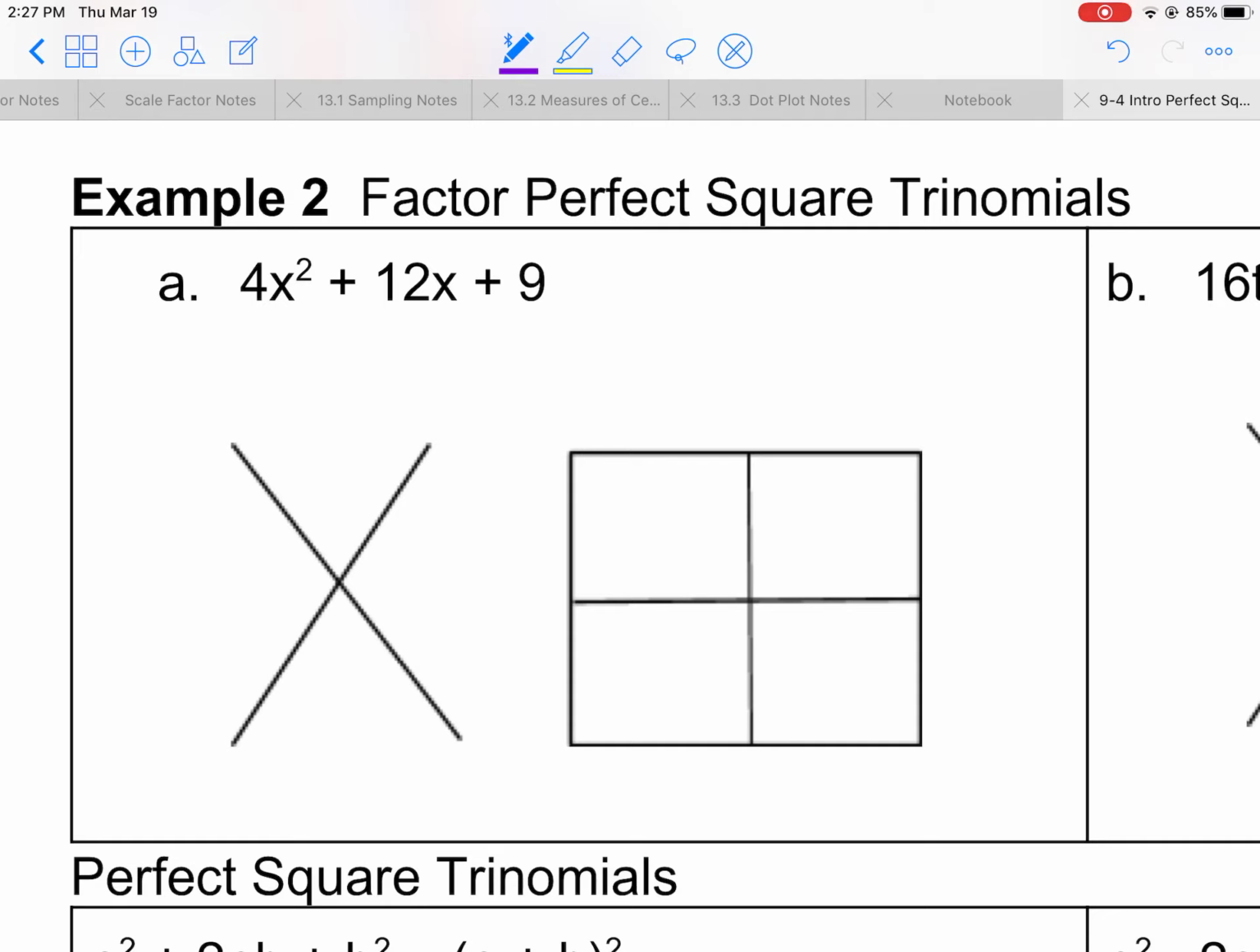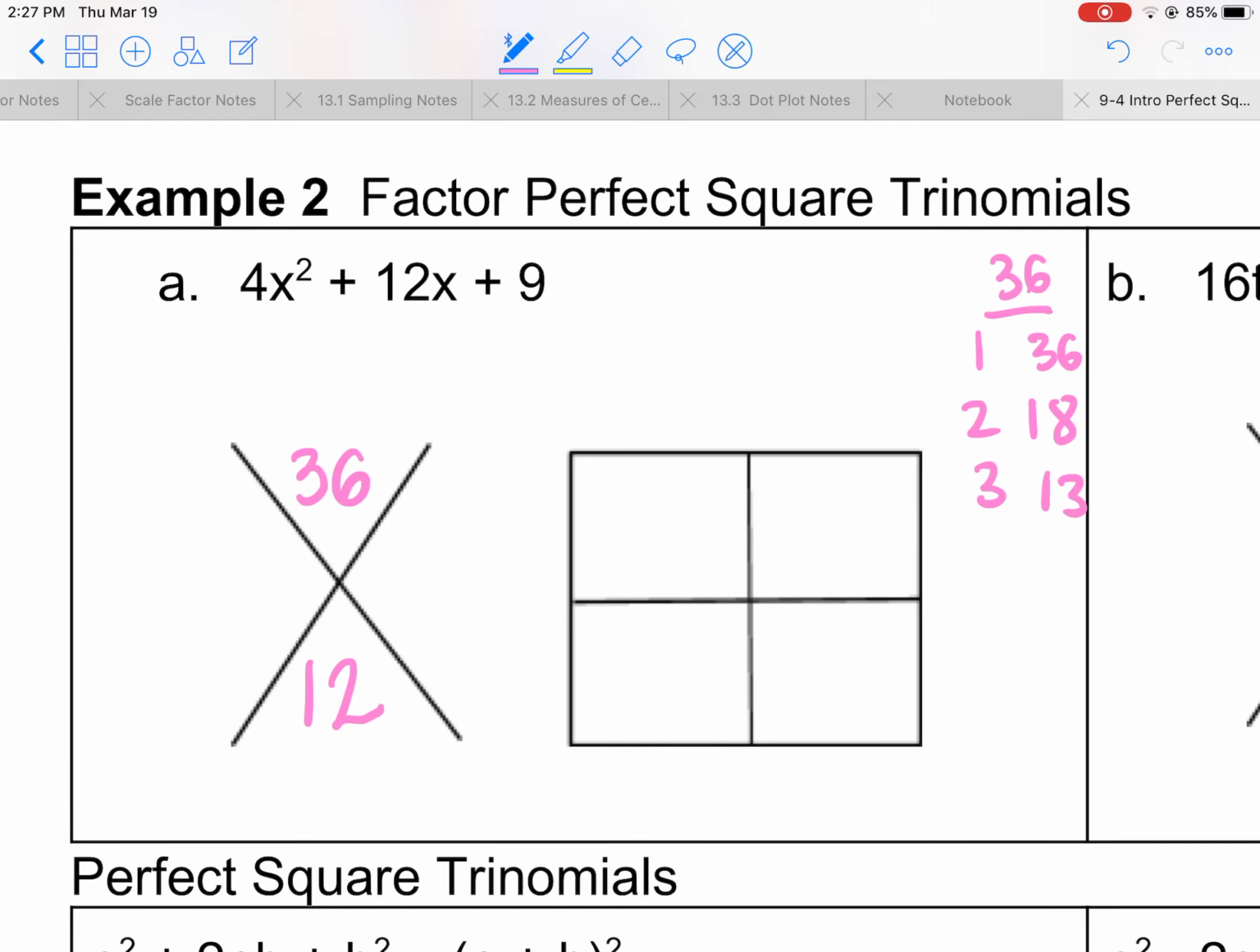Alright, so now instead of having 1 as the coefficient, we have 4 as the leading coefficient. So we still start out the same way. 4 times 9 gives me 36, and I pull down my 12. Now I want to find the factors of 36 that add up to 12, which, since it's a perfect square trinomial, you should already be thinking of what that might be.